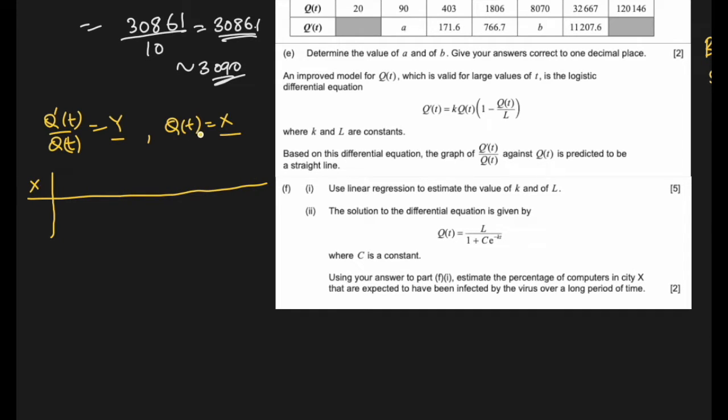So x first, the independent variable x will be Q(t). Okay, we don't have Q'(t) for 20, so we'll start from 90. Let's start from 90. Next is 403, 1806, and then 8070, and finally 32667.